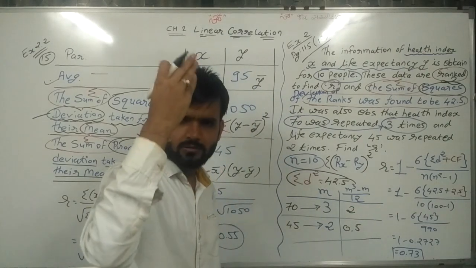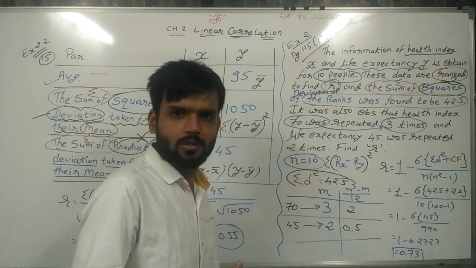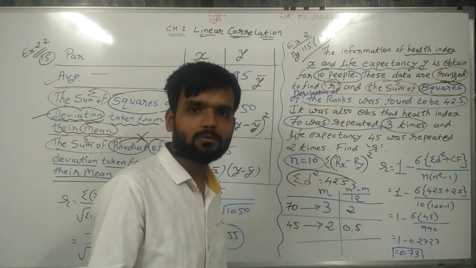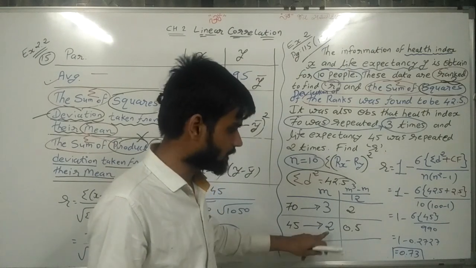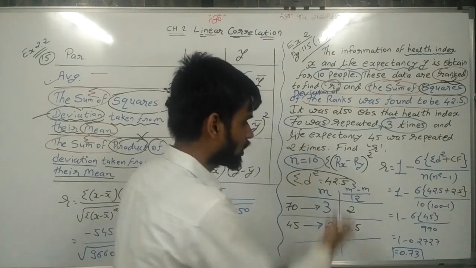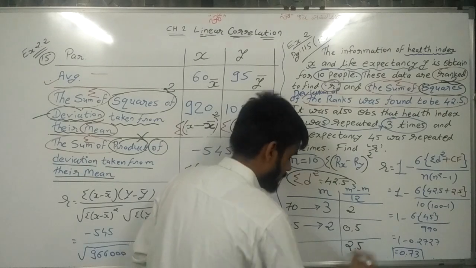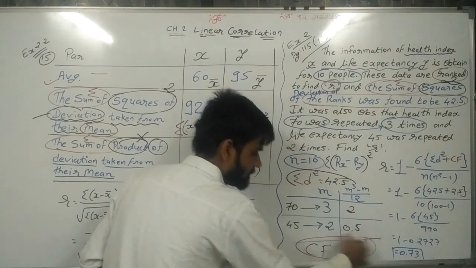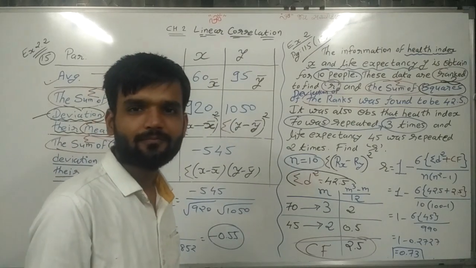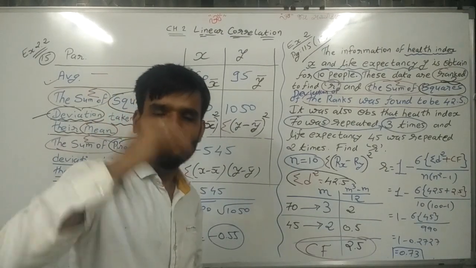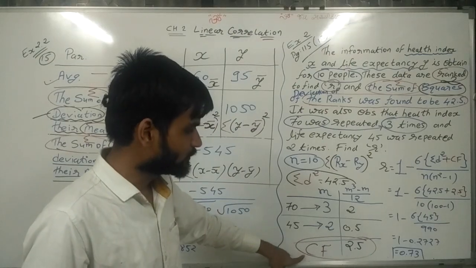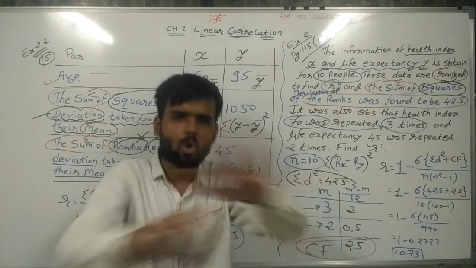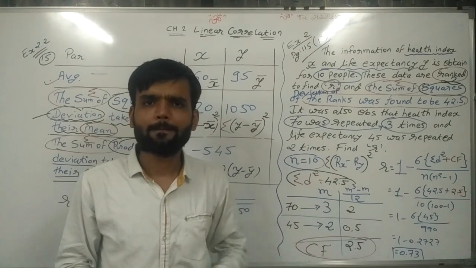After doing this many sums, you can directly remember: whenever 3 is given, M cube minus M upon 12 is 2. Whenever 2 is given, it is 0.5. Total of these two is 2.5, and it is called CF. So now we have the value of CF, 2.5. Now we have all the values for the formula.